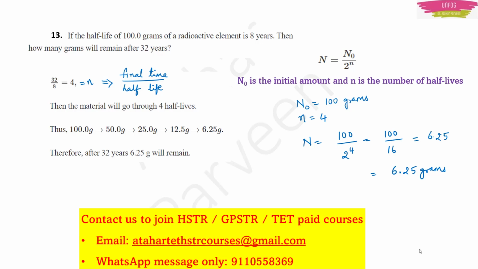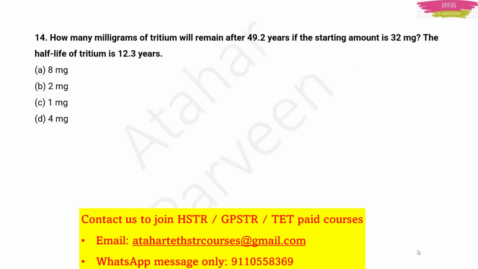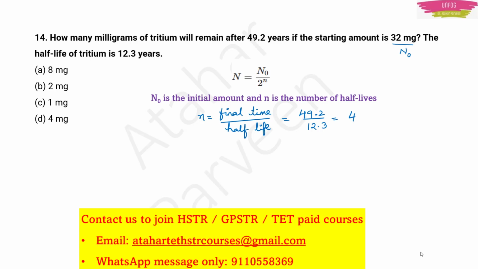I'll show you another example, you will understand. How many milligrams of tritium will remain after 49.2 years if the starting amount is 32 mg? The half-life of tritium is 12.3 years. So first you have to find small n, right? Calculate small n, because final time by half-life, you know, will be 49.2 by 12.3. You will get small n as 4. N naught they have given in the question. Now just substitute. So N will be equal to 32 by 2 to the power 4. 2 to the power 4 will become 16, right? 16 ones are 16, 16 twos are 32. That's why 2 mg will be the right answer.